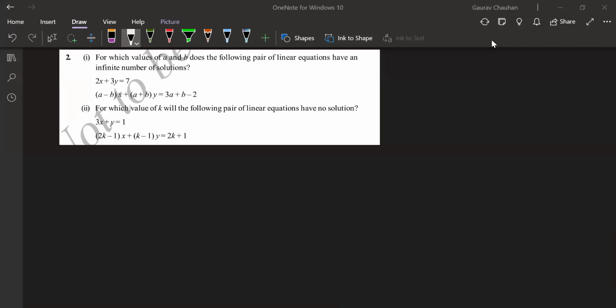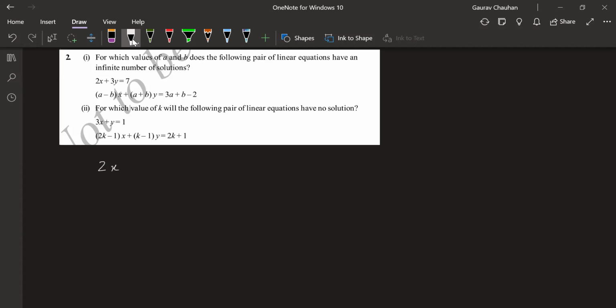All right. So we're doing the second question from exercise 3.5. For which values of a and b does the following pair of linear equations have an infinite number of solutions? If it's an infinite number of solutions, what's my condition? Yes, A1 by A2 is equal to B1 by B2 is equal to C1 by C2. Okay with that? So let's write the equations first.